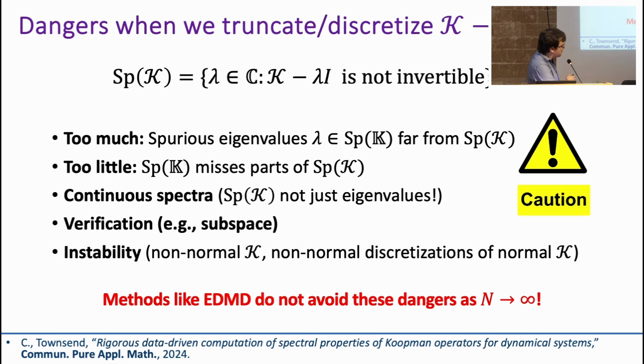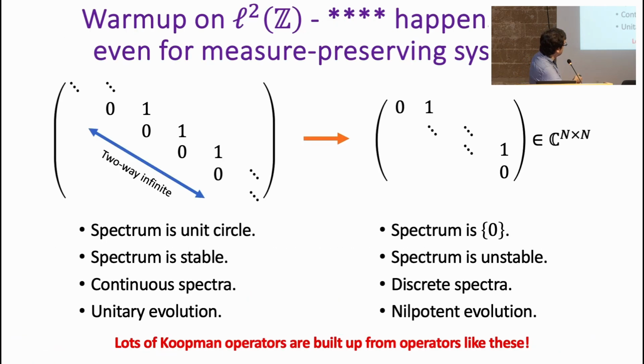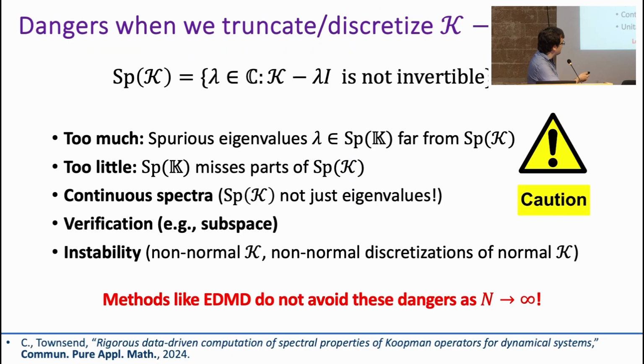Can we verify that the algorithm's output is usable, is safe? So can we control the projection error or the subspace that we're projecting on? And also instability. Even if you have a nice, in this case, normal Koopman operator, you can truncate and end up with a horrible non-normal matrix as well.